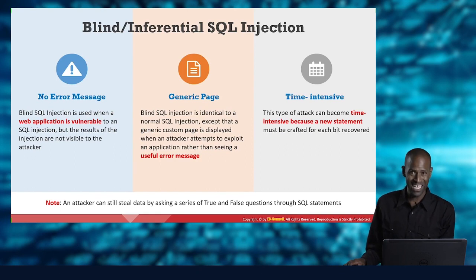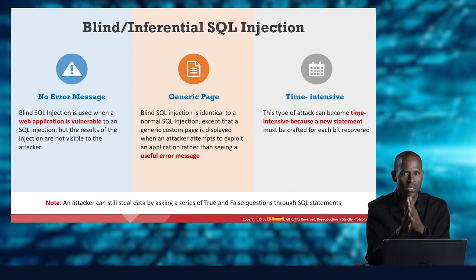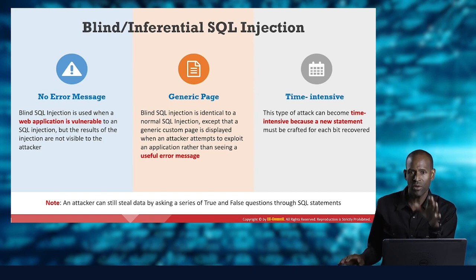So there are also blind inferential SQL injection attacks. And with these types of attacks, you don't get a direct response from the SQL server. You don't get an error message, right? So you have an application and you try a specific type of attack, and the results are not visible. The results of the return are not visible to the attacker. There's a generic page. So you have a normal SQL injection, but instead of a nice custom page with error information that you can read, you get a generic page, not useful.